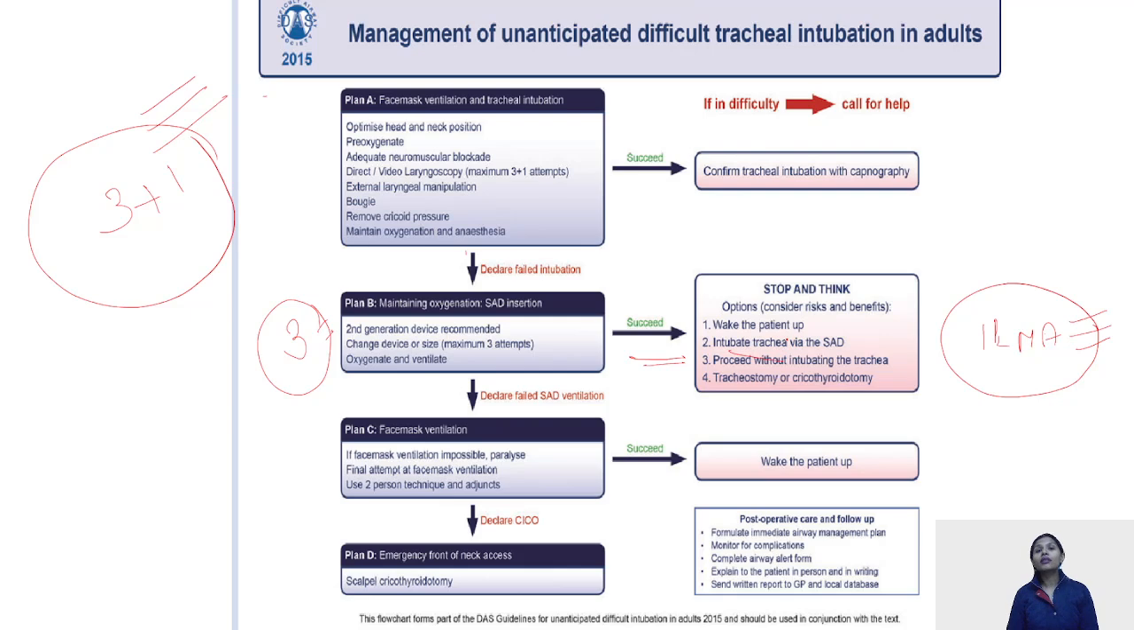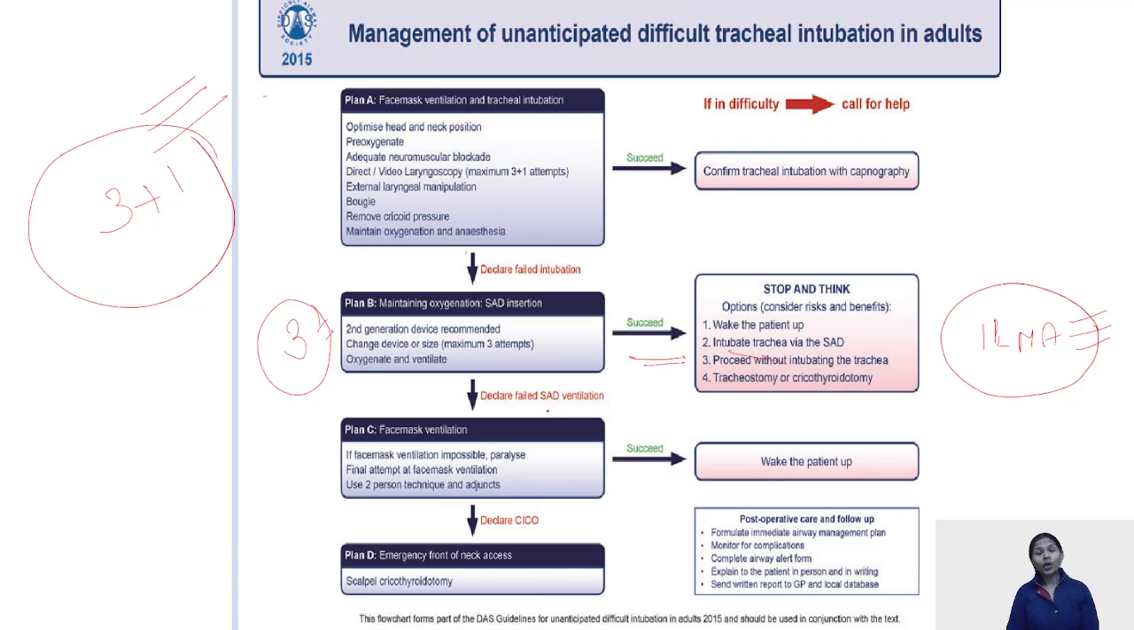If you fail to insert the supraglottic airway device also, declare failure after 3 attempts. Come back to face mask ventilation. If face mask ventilation is impossible, you cannot ventilate the patient and the patient is paralyzed, use different techniques for face mask. That's the last rescue which can oxygenate the patient. You can use a two-handed technique, you can use certain maneuvers, you can improve your technique. If you succeed in ventilating the patient via face mask, wake the patient up.